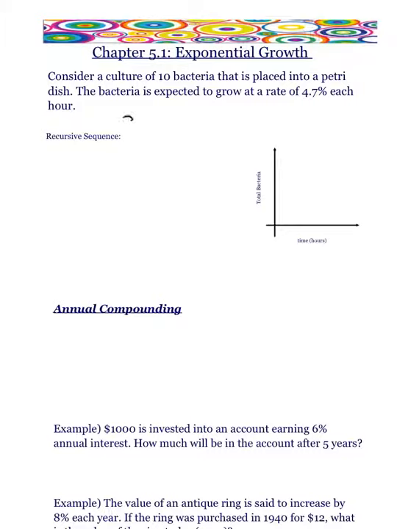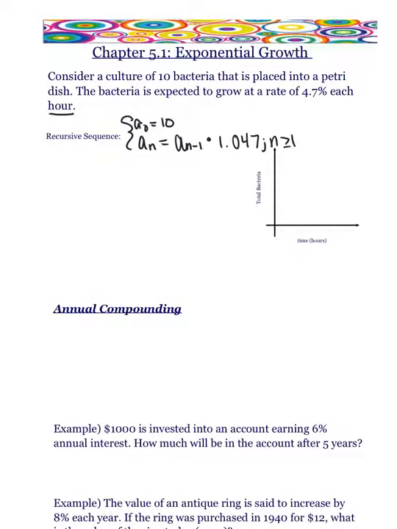So my initial amount, A sub 0, is 10 bacteria. And then at the nth hour, because it's increasing by 4.7% each hour, A sub n for the nth hour is equal to A sub n minus 1, the number of bacteria in the previous hour, times 1.047, such that n is greater than or equal to 1.